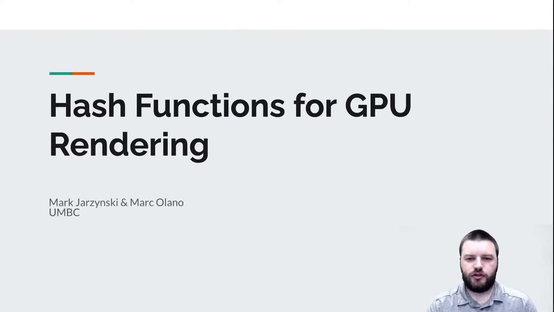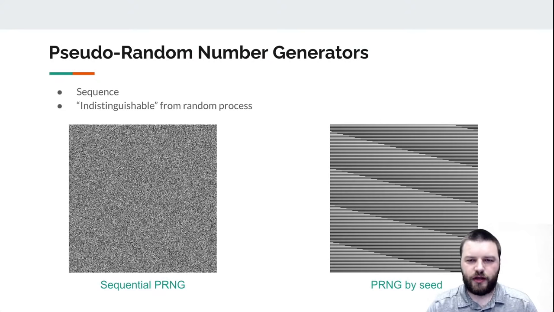Hello, my name is Mark Jarzynski from the University of Maryland, Baltimore County. I'm presenting our paper, Hash Functions for GPU Rendering, where we analyzed the quality and runtime performance of several different hash functions for GPU rendering and compared the results. Traditional pseudo-random number generators generate numbers in a sequence. They typically start with some seed and then reuse the result as the input or seed for the next generated number. They're designed with the goal of making a sequence of numbers appear as indistinguishable as possible from a truly random process. However, in GPU rendering, it is desirable to generate random numbers in parallel.